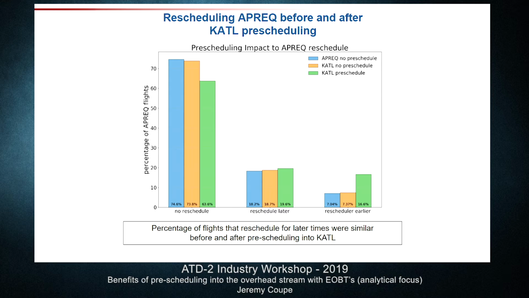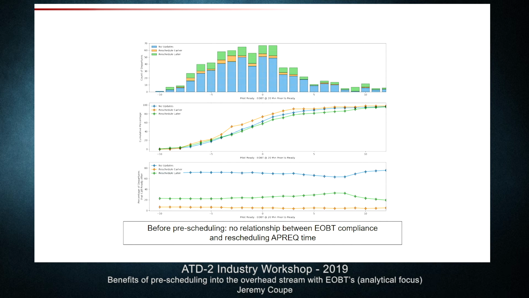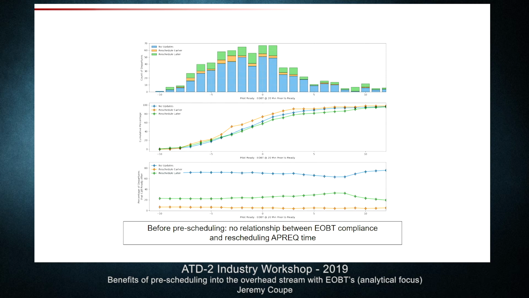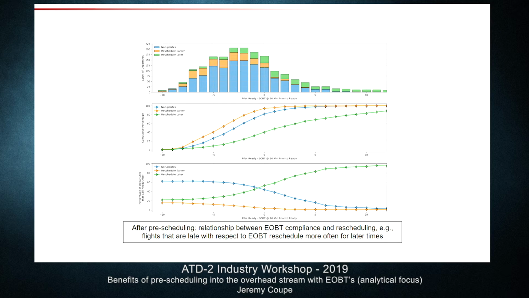once we started pre-scheduling, we found a relationship with EOBT compliance. How can we see this? If you look at this CDF, there's a gap. If you look at these CDFs, they're on top of each other. Those distributions are the same. Once we started pre-scheduling, what we see here is that there's a lot more orange aircraft that reschedule for earlier times when they are early, and almost no orange when they're late. If you're late with respect to EOBT and you were pre-scheduled based on your EOBT, it's very hard to reschedule for an earlier time.